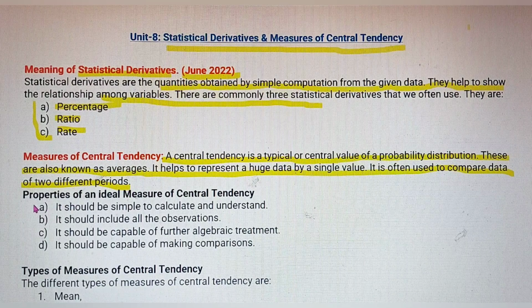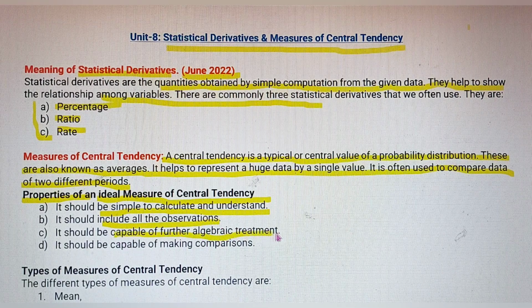The properties of measures of central tendency, or the question may come: what are the ideal measures of central tendency? It should be simple to calculate and understand. It should include all the observations. It should be capable of further algebraic treatment. Now this is a very important one. And the fourth one is that it is capable of making comparisons.